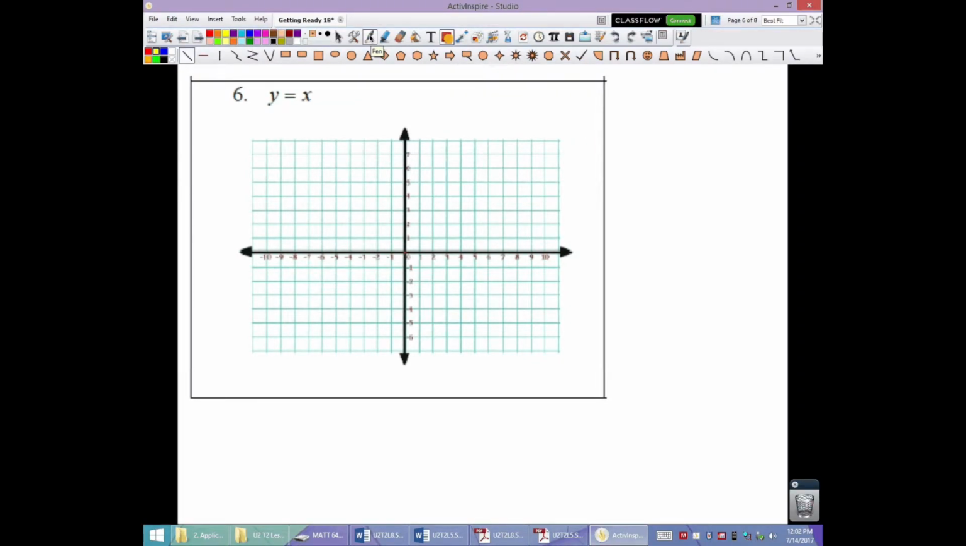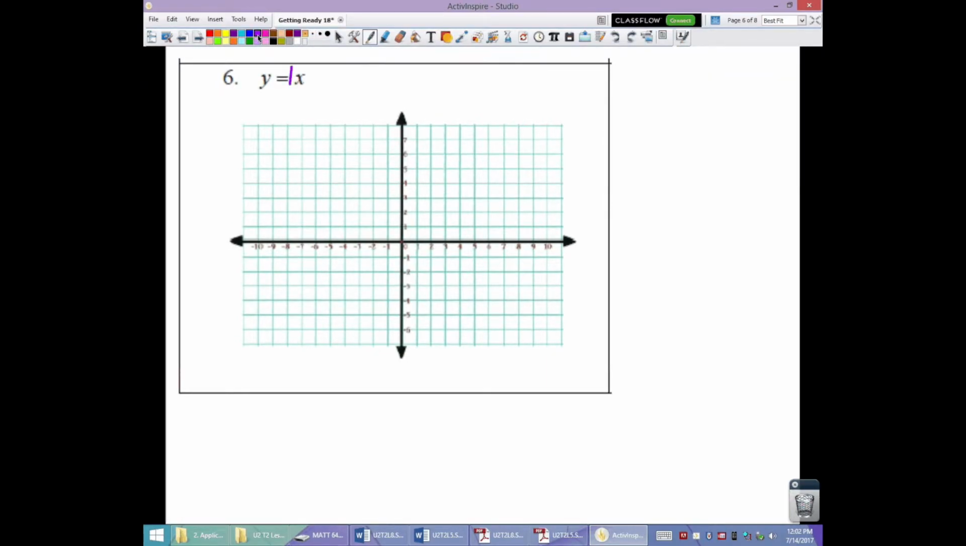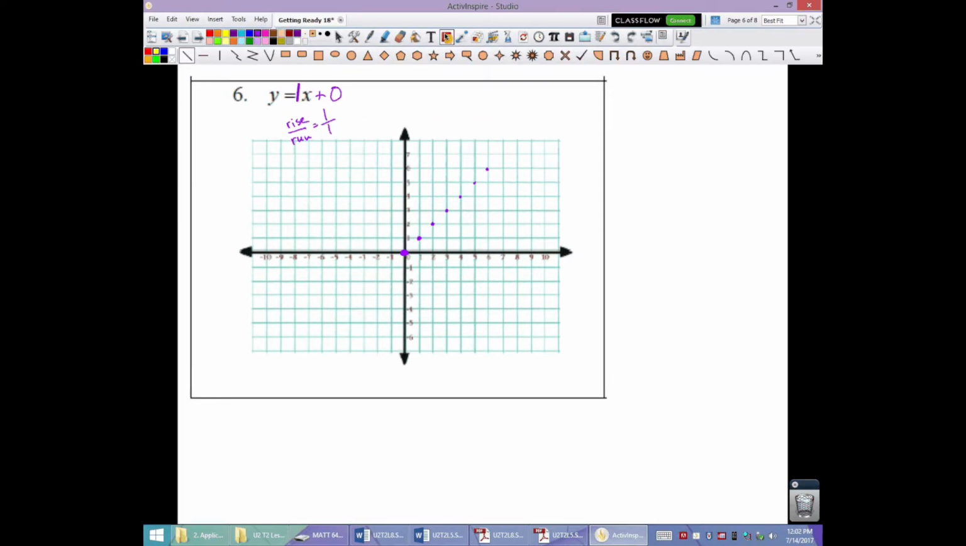Okay, number 6 doesn't at first glance maybe look like y equals mx plus b, but if we think about putting the m is 1 and our b is 0. So the y-intercept is 0, and my rise over run is 1. In fraction form, that's 1 over 1. So from the origin here, rise 1, run 1, dot. Rise 1, run 1, dot, and so on. We can see that just makes a line right through the origin, splitting our graph at 45-degree angles.